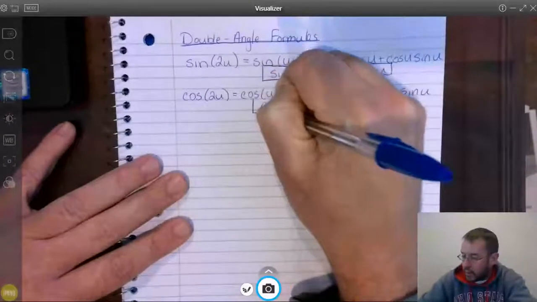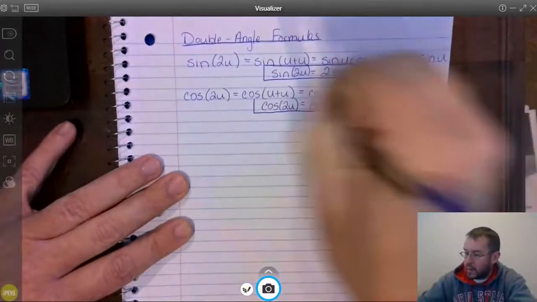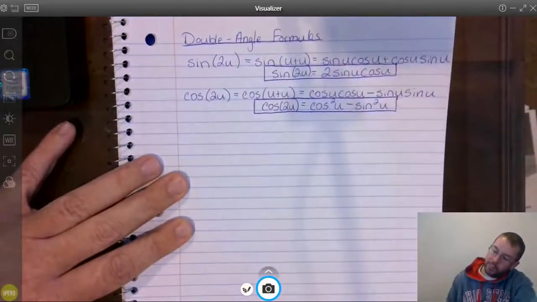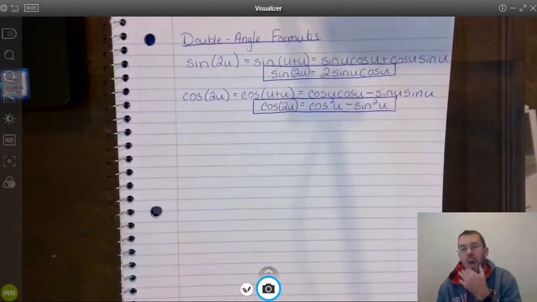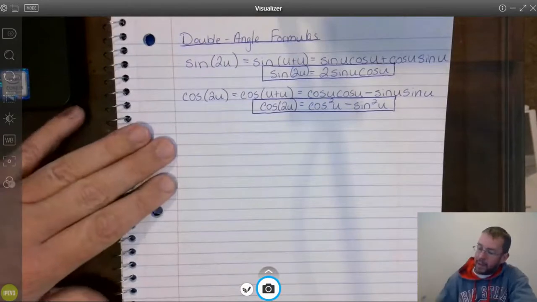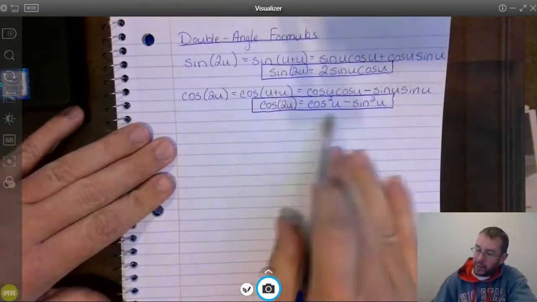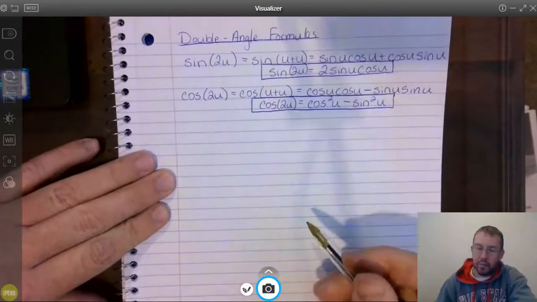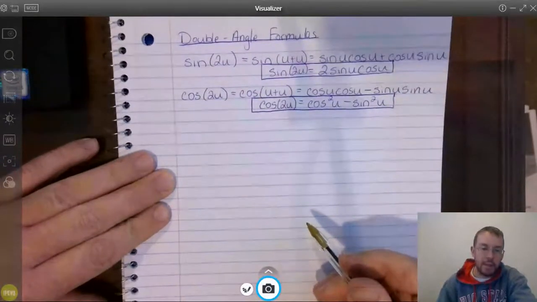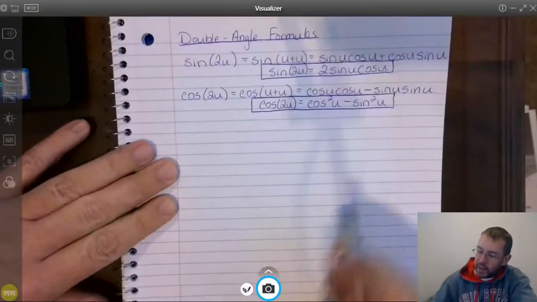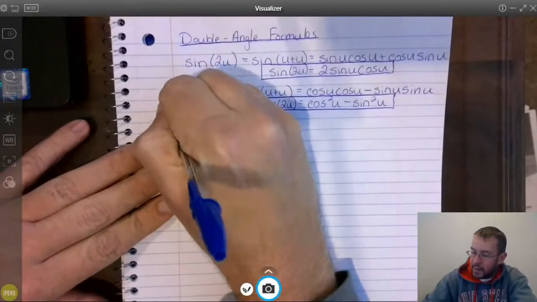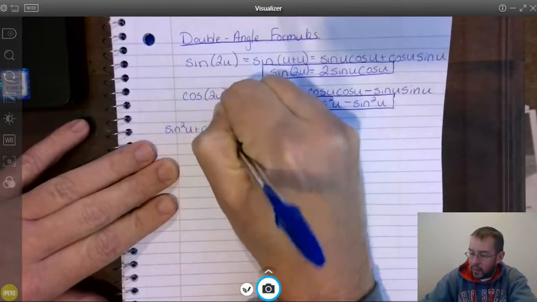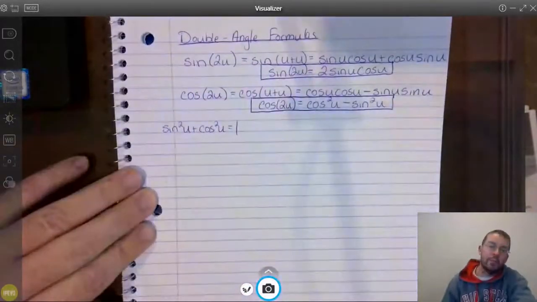So there is a double angle formula for cosine. Now, as we can see here, we have a cosine squared and a sine squared. That should bring up some memories from our trigonometric identities, specifically our Pythagorean identity, that says sine squared theta, or u, plus cosine squared u is equal to 1.